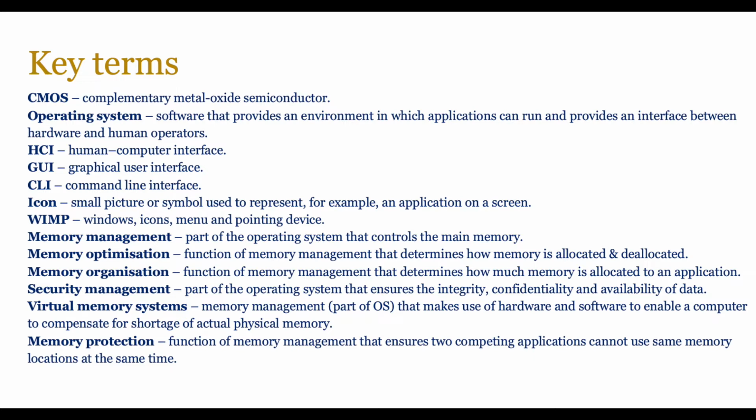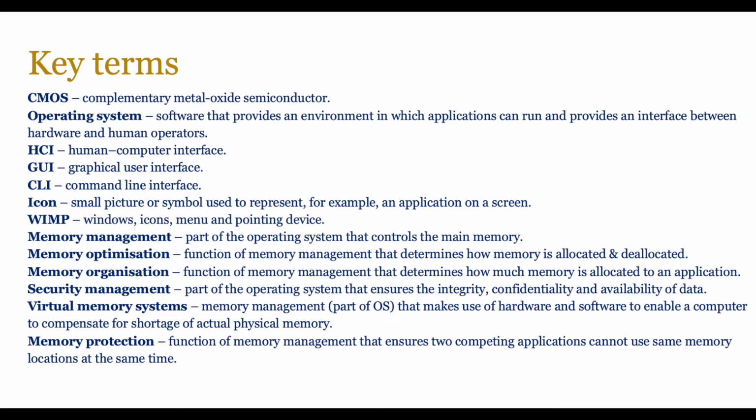And then we move on to memory management, optimization, organization. Now these are part of the operating system that controls the main memory. They ensure that it functions to the very best efficient standards, and it determines how much memory is allocated to different applications. Security management is that part of the operating system that ensures integrity, confidentiality, and availability of data. Virtual memory systems are again to do with memory management, especially when you run out of RAM. How would you compensate for shortage of actual physical memory? And we'll be looking at that in due course.